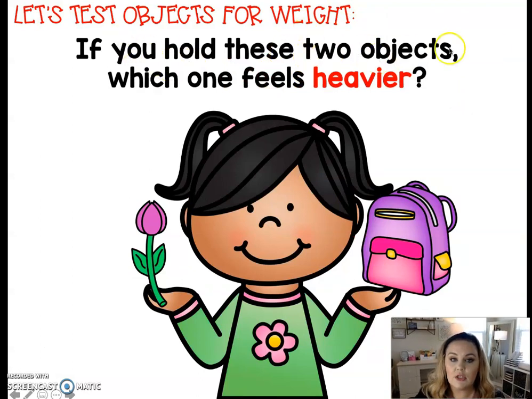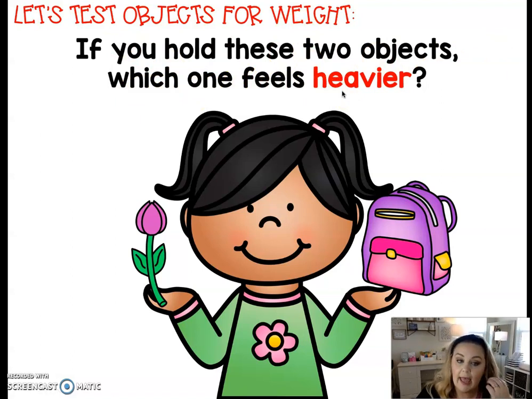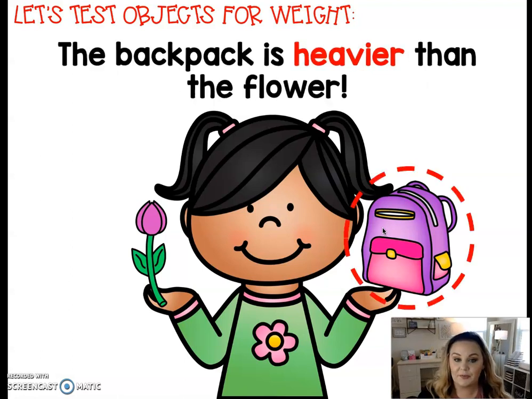If you hold these two objects, which one feels heavier? So now we're going back to heavier. Which of these two objects feels heavier? A flower or a backpack? Either say it out loud or put your air circle around. Which one is heavier? Very good. Did you say the backpack? Let's read the sentence. The backpack is heavier than the flower. So there's the backpack. It is heavier than the flower.